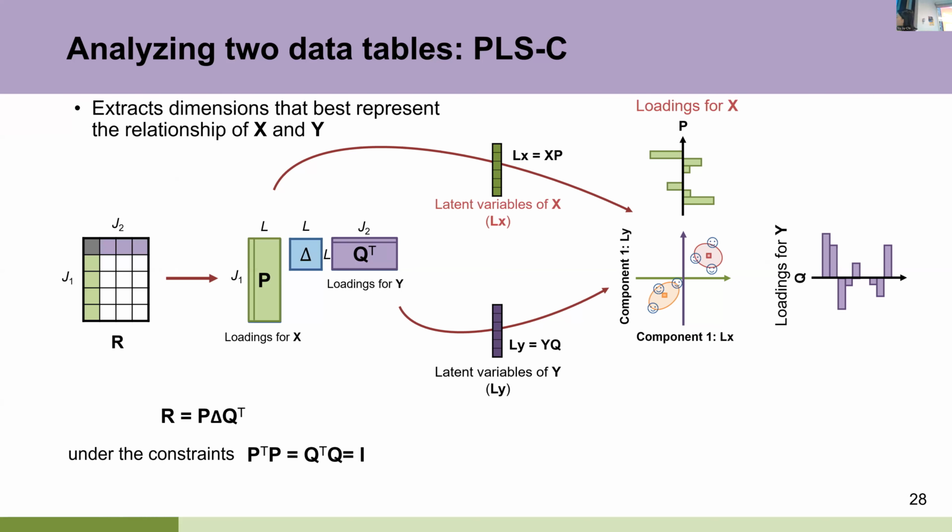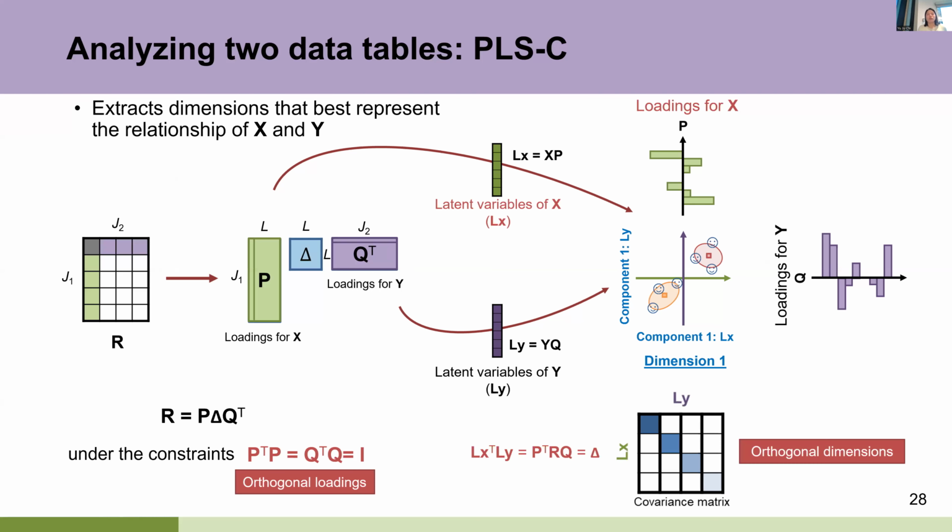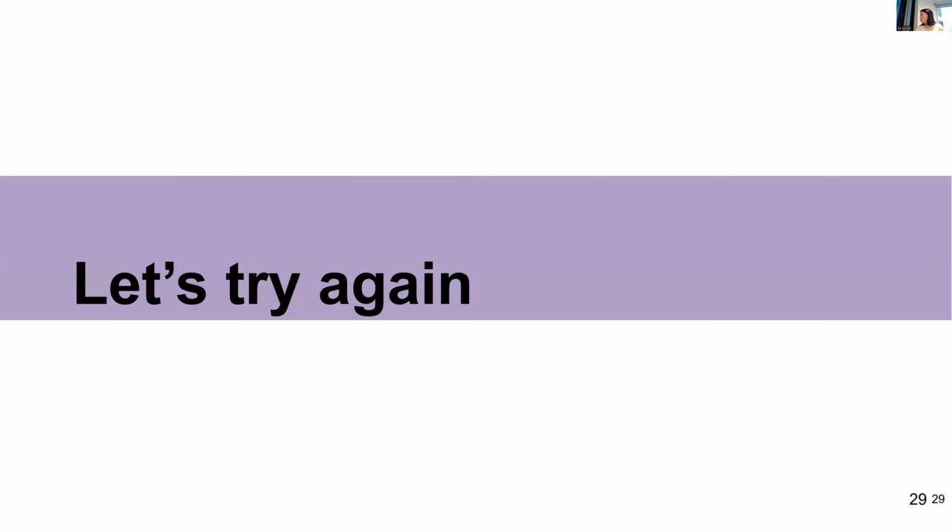So in PLSC, the latent variable and the loadings together give a component. And the pair of components together gives a dimension. And also again from the PLS, because it's using the SVD, you are going to get orthogonal loadings and it propagates to give orthogonal latent dimensions, latent variables.